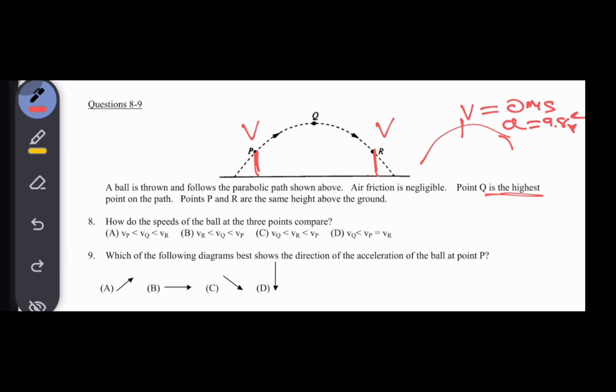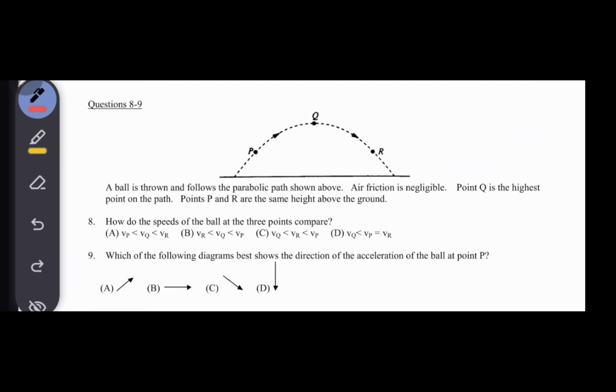But in this case, we're asked only about the velocity. And since we know that the velocity is equal to 0 at the tallest point, we can say that VQ is equal to 0. And since we know VQ is equal to 0 and these two are the same, that still leads us to choice D as being our correct answer.